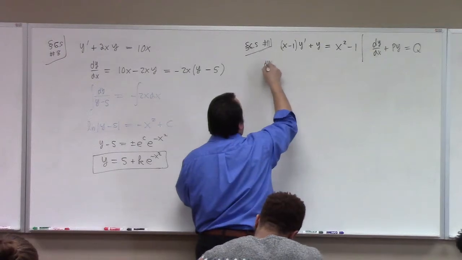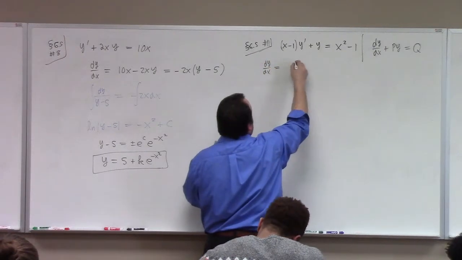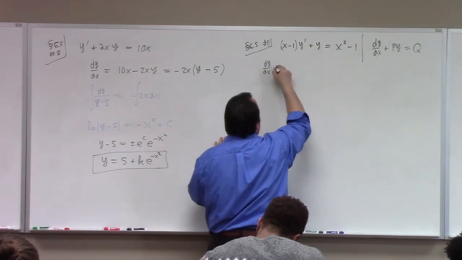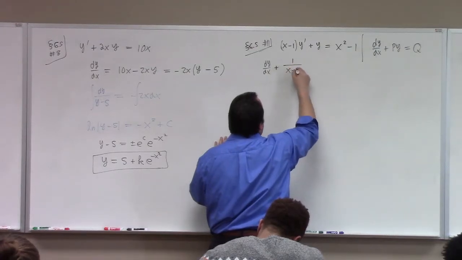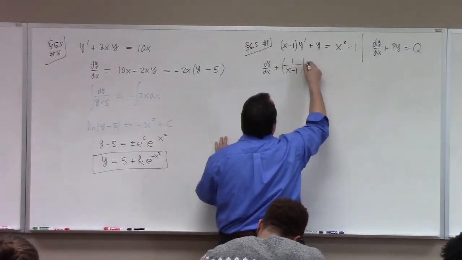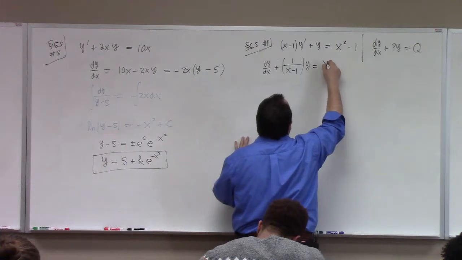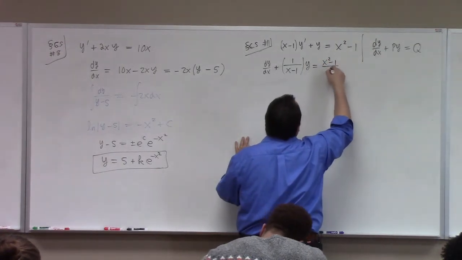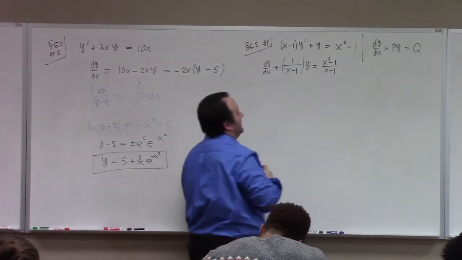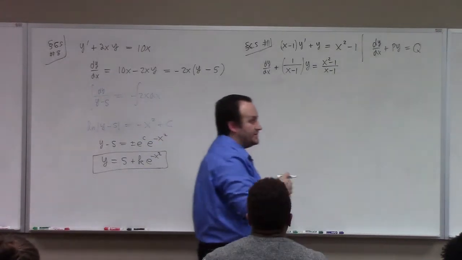So I get dy dx plus 1 over x minus 1 times y equals x squared minus 1 over x minus 1. Ooh, I see something nice there. Do you guys see it?